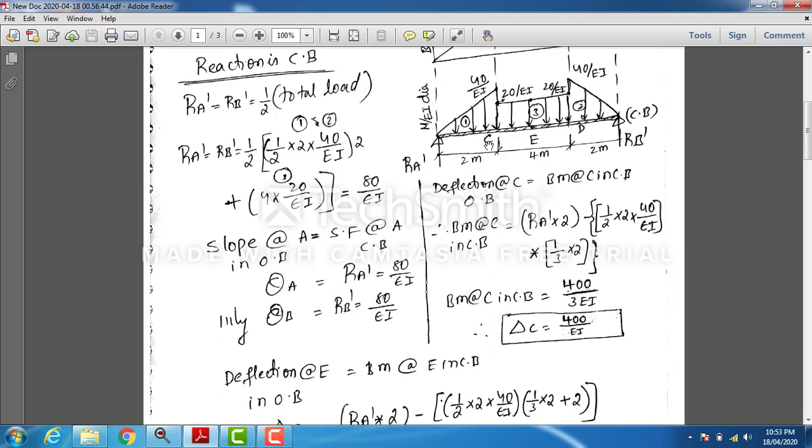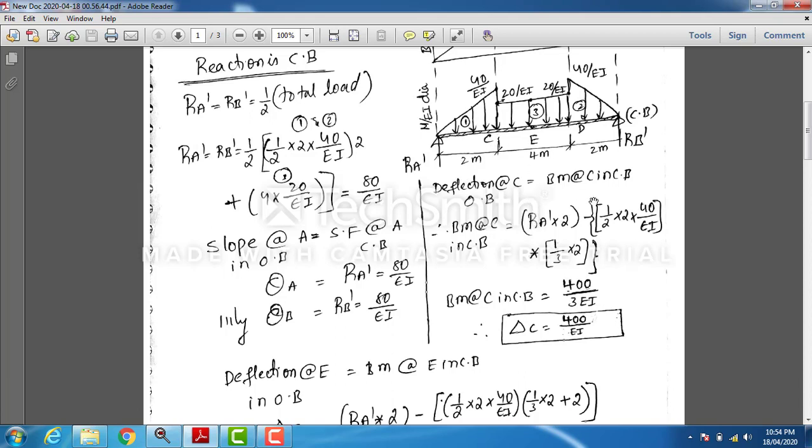So here I want to find this. I can take the right portion as well as left portion. Better I'll consider the left portion, because here I have only two things, RA dash and area 1. So bending moment at C in the conjugate beam will become RA dash into 2 minus moment of this area about C. So RA dash into 2.